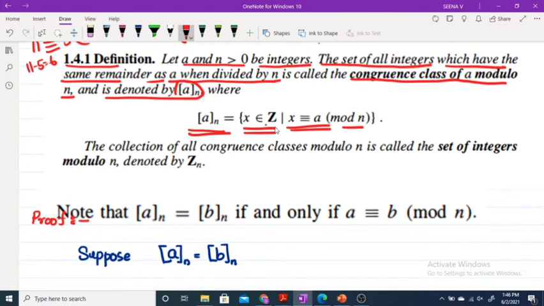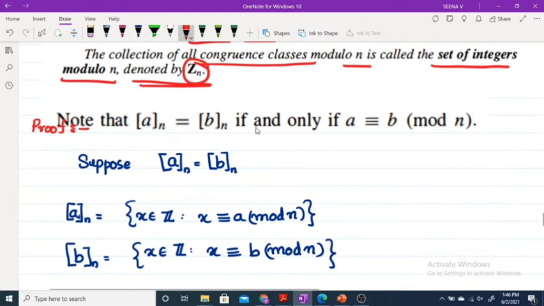Now the collection of all congruence classes modulo n is called the set of integers modulo n, and it is denoted by Zn. Now we have one note here. The note is: the class of a modulo n is equal to the class of b modulo n if and only if a is congruent to b mod n.